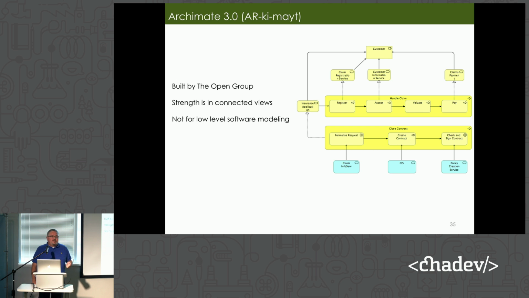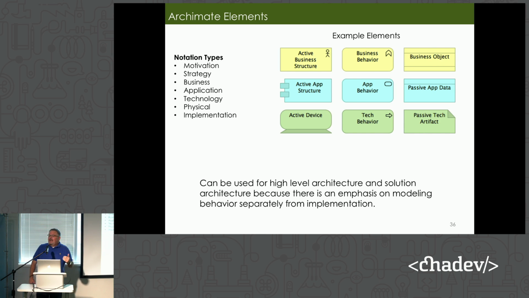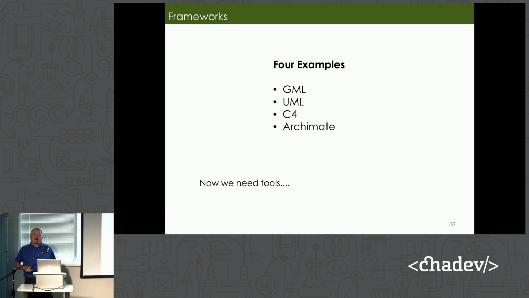Archimate. Archimate is an Open Group framework that allows you to do full stack modeling. It gives you motivation and strategy and technical and physical and all this great stuff. It has all the notation. It's a pretty decent thing to go out and glance at. So we've seen 4 frameworks. Now we need to look at tools.